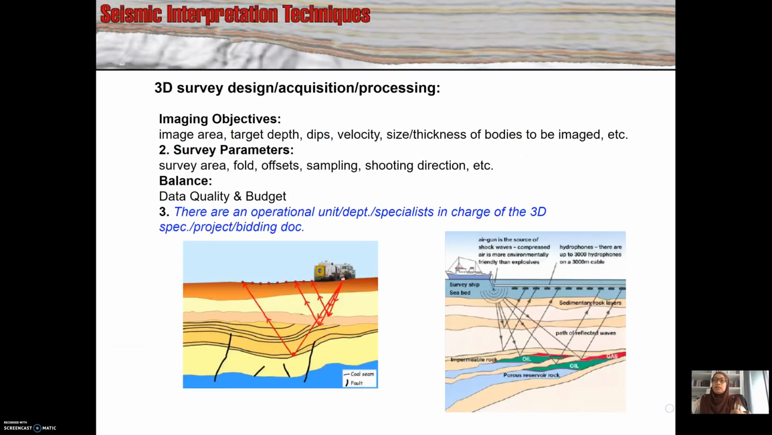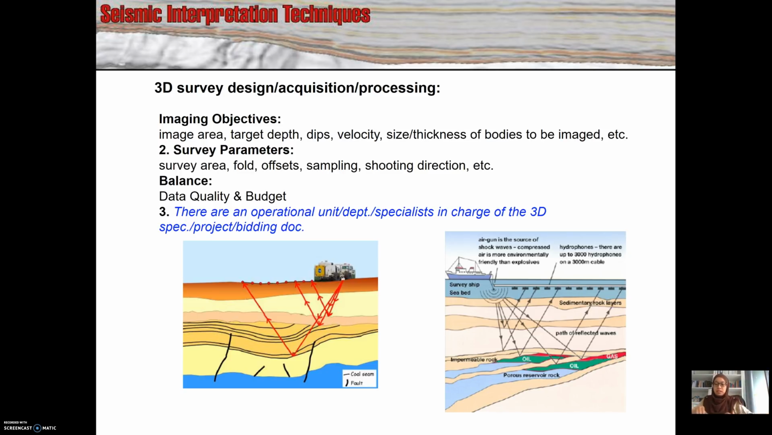Right, let's continue because we just stopped here. So the differences between 2D and 3D lie in their acquisition, design, and also the processing. In 2D, as an example, you can only have one line and few receivers.